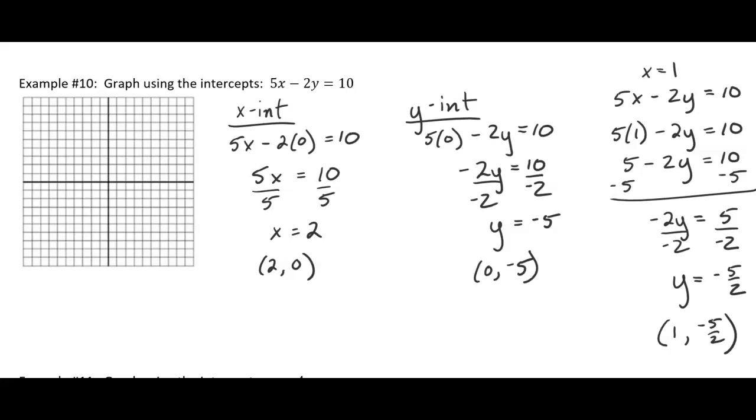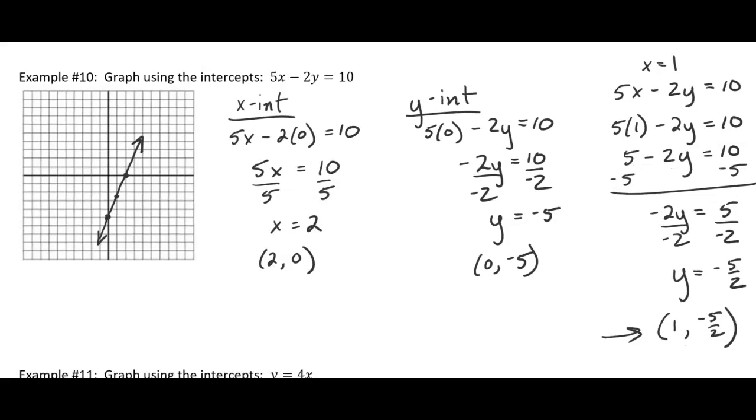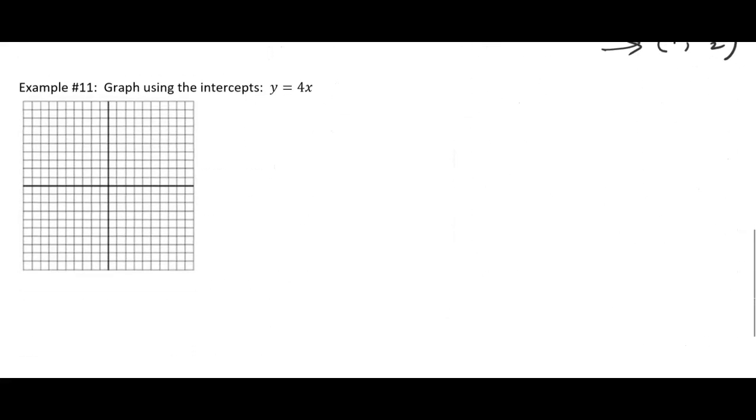So let's graph those 3 points. 2, 0, that's the x-intercept right there. 0, negative 5: 1, 2, 3, 4, 5, right there. And then that third point, I'm just checking to see, is it in line with the other points? It's saying 1 and negative 2.5, which is right there. Yeah, that looks pretty good. A fairly straight line. Great, so that's how we graph using the intercept method. Oh, we have another one.